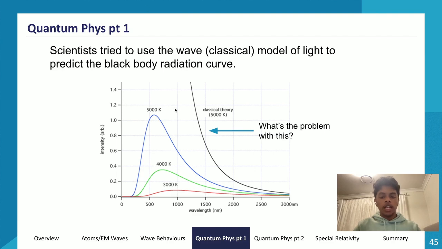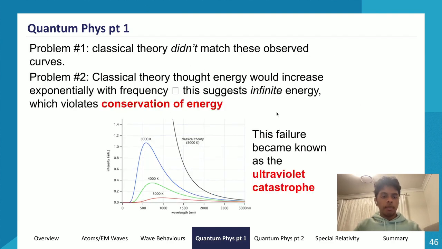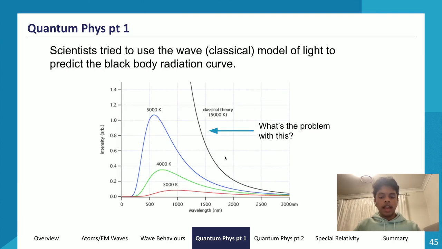So the problem with this is that, if you look at this graph for classical theory, the black line over here, this graph basically told scientists that as the wavelength of electromagnetic radiation emitted becomes closer and closer to zero, the intensity of that light wave would approach infinity. And that obviously violates the law of conservation of energy, because we can't have infinite energy in something. So that was the ultraviolet catastrophe.